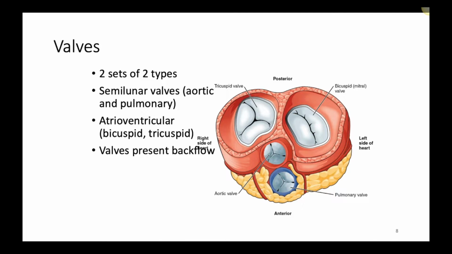The valves, which of course can cause problems, they have two sets of two types. There are semilunar valves, which are the aortic and pulmonary valves, and then they have the atrioventricular valves, left and right, which are the bicuspid and tricuspid, opposite though, right and left. These valves, of course, prevent backflow of blood, because when we get backflow of blood in the heart, then it's not efficiently getting pumped out of the heart, and also we can end up with blood clots in the heart, not ideal.